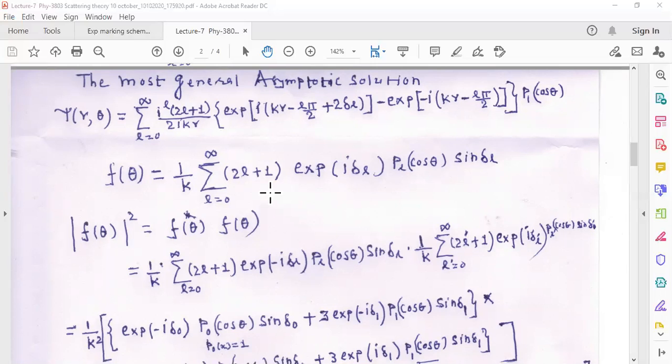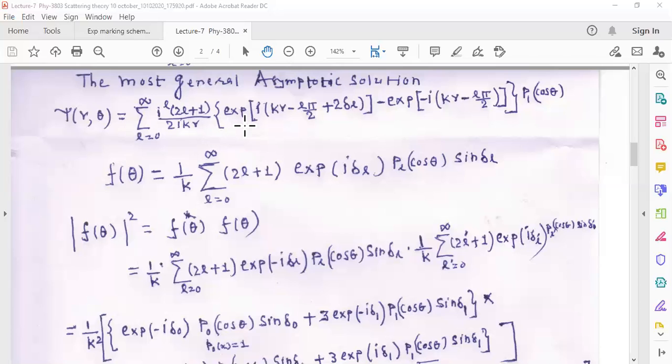In the partial wave analysis, we also obtained the most general asymptotic solution of the Schrodinger wave equation. We wrote the radial wave equation and we found the general solution. The most general asymptotic solution is basically a sum over L equal to 0 to infinity. This is also a sum over the states L. And you have the term i to the power of L, where L is the orbital quantum number, with possible values 0, 1, 2, 3, and so on. Then 2L plus 1 divided by 2ikr. r is the distance, which we have already mentioned.